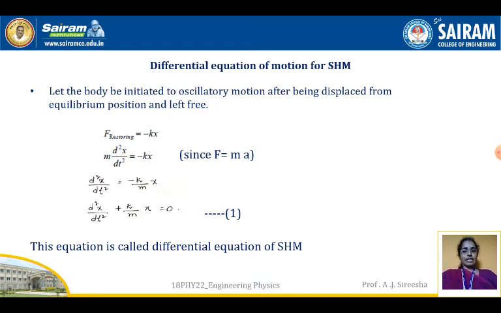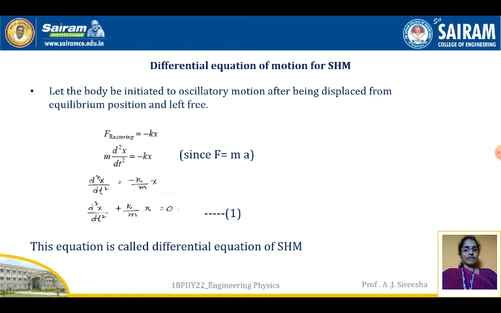As said earlier, restoring force is equal to minus kx, where k is called the force constant. F restoring is equal to minus kx. F is equal to ma as per Newton's second law. F is equal to m into a, where a is nothing but the acceleration. We all know that when x is a displacement, dx by dt gives the velocity and d square x by dt square gives you the acceleration.